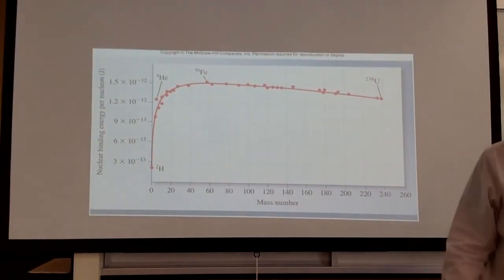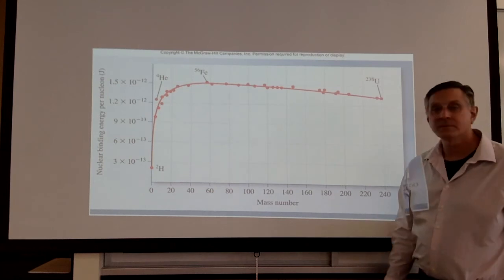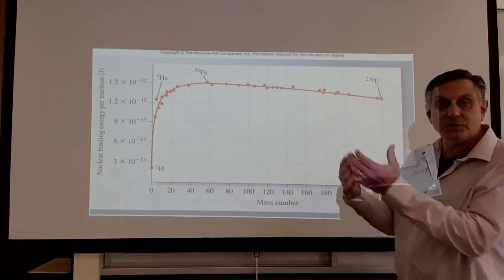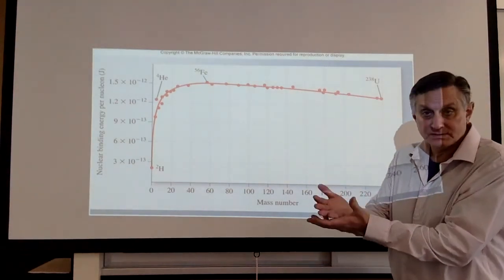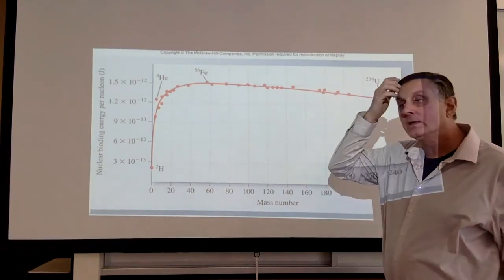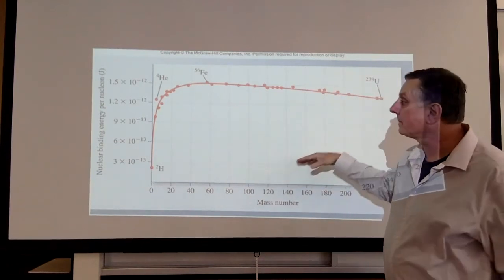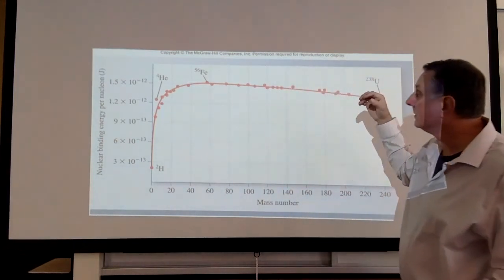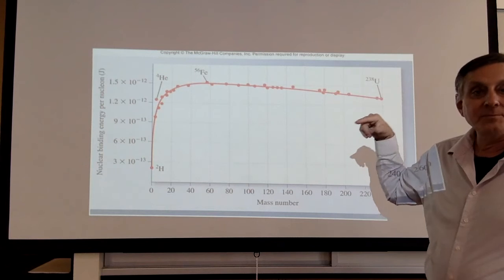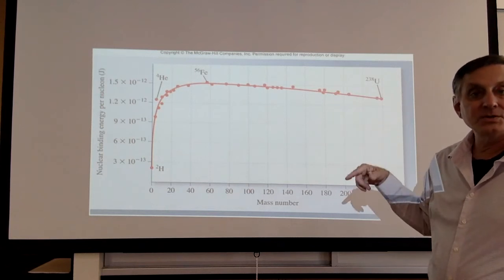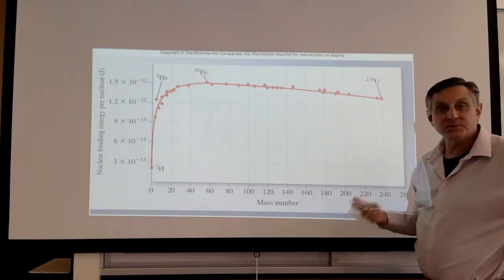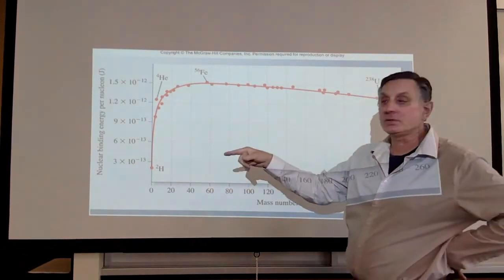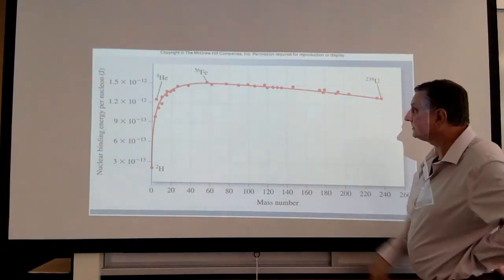So, binding energy per nucleon. The binding energy per nucleon is simply the total binding energy for a nucleus. So for carbon-13, we know the total binding energy, let's say per atom. But we divide it by the number of protons and neutrons that we call nucleons. So for carbon-13, we would divide that total binding energy by 13 to get binding energy per nucleon. And that's what this graph represents.